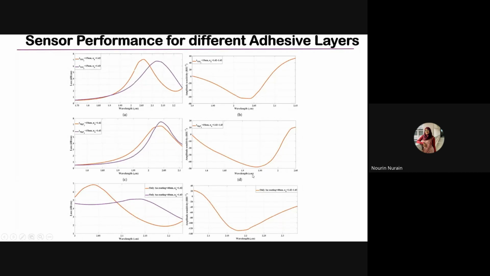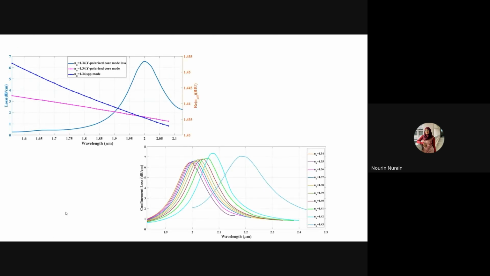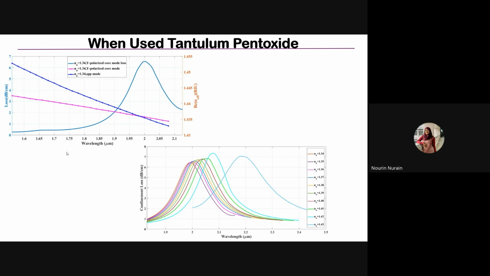So here are the loss curves for titanium oxide, magnesium fluoride, and we also performed the simulation without any overlayers, which is using only gold. Okay, so here are the graphs for when we use tantalum pentoxide as our adhesive layer material.